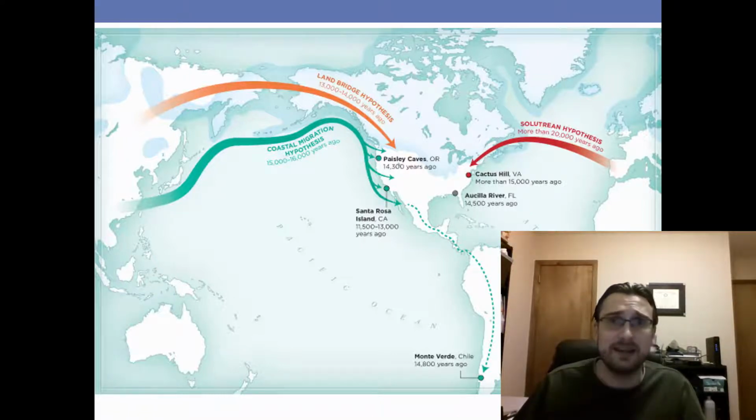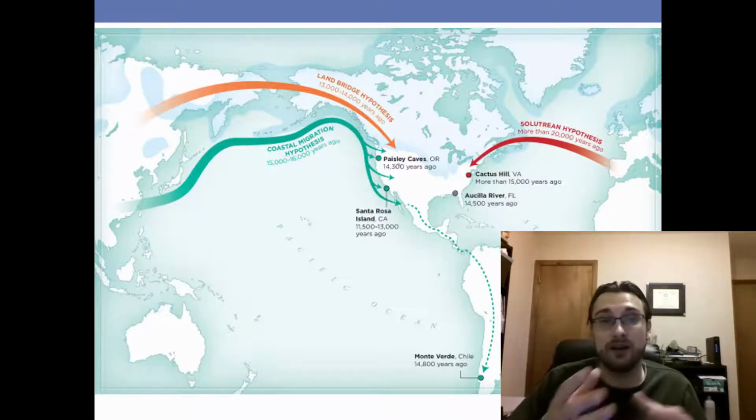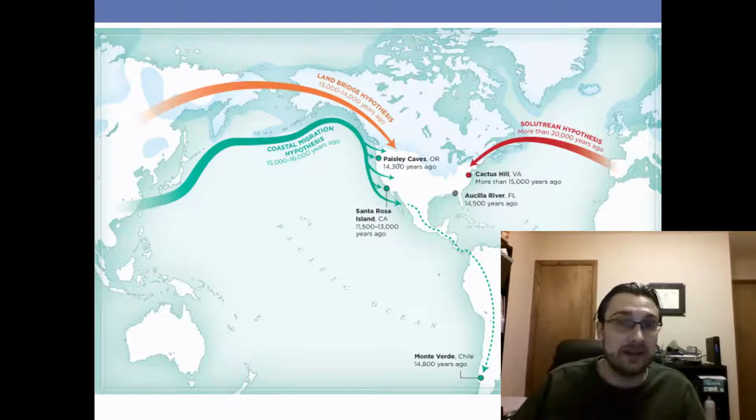DNA evidence seems to support this hypothesis the closest, because the closest link that we can find between the current modern-day American Indians is populations within Eastern Asia. So the vast majority, it seems, of these earliest peoples came from Eastern Asia and migrated into the Americas. But that doesn't necessarily tell the whole story.